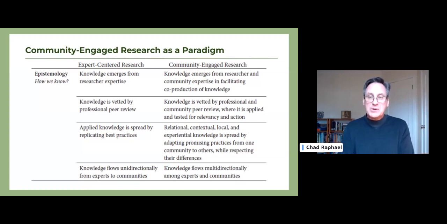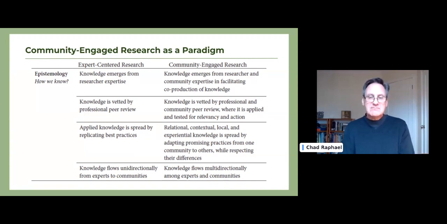And that knowledge is vetted not just by professional peer review, but by community peer review, which has its own additional standards for good knowledge. For example, is it relevant to the community first and foremost? Does it inform action? And so on. In an expert-centered approach, applied knowledge is typically seen as being spread by replicating best practices, often very mechanically. If something was true in one context, if some practice worked in one context, well, let's apply it somewhere else. Community-engaged research is much more aware of how knowledge is relational and contextual and local and experiential.